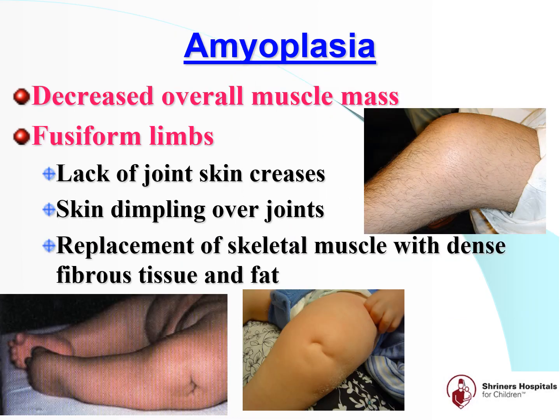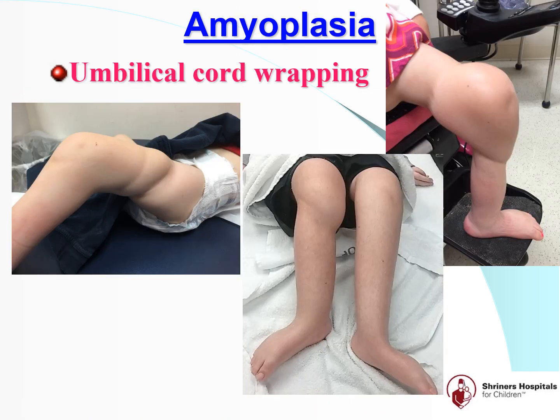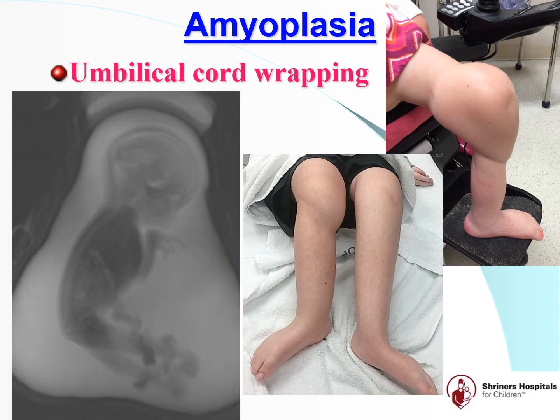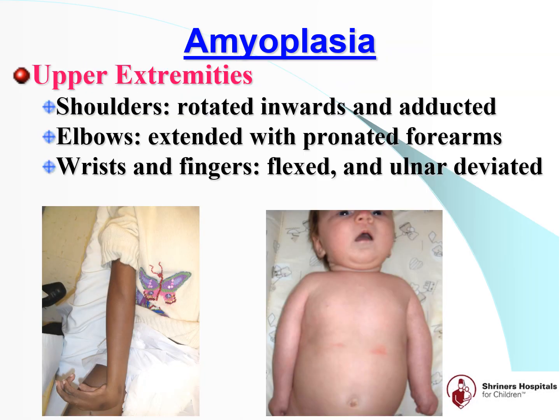They have decreased overall muscle mass, and the limbs tend to be fusiform, somewhat conically shaped, without the usual landmarks. They can have these spiral indentations that are related to the umbilical cord becoming wrapped around the limbs, usually the legs, such as seen in this intrauterine MRI. In the upper extremities, the shoulders are usually rotated inwards, the elbows can be flexed, but more often are extended, and the fingers and wrists are flexed such as we see here.